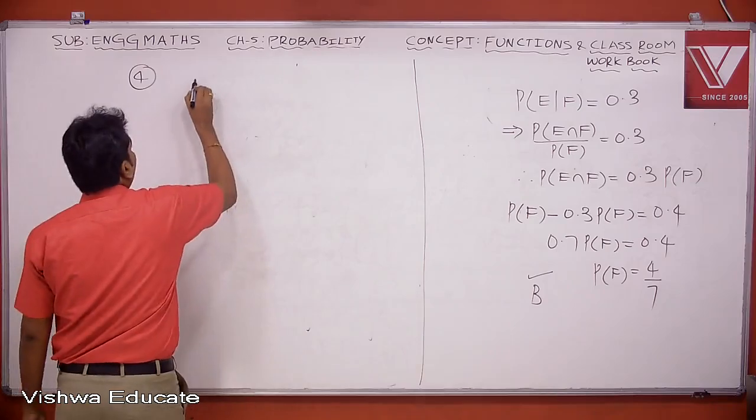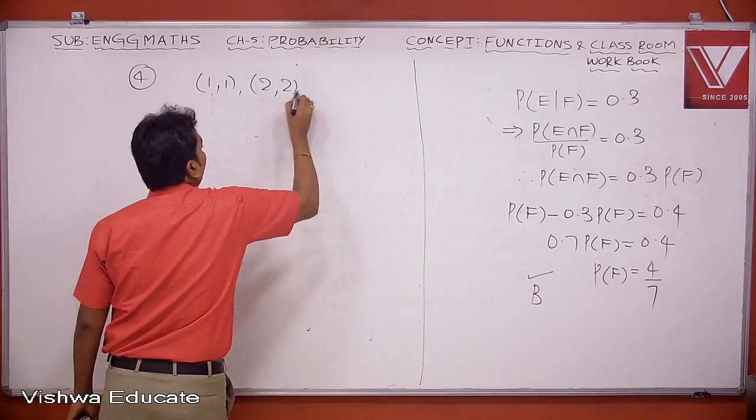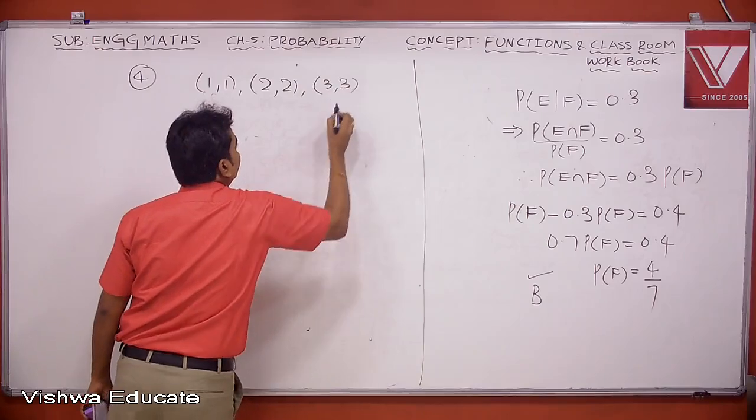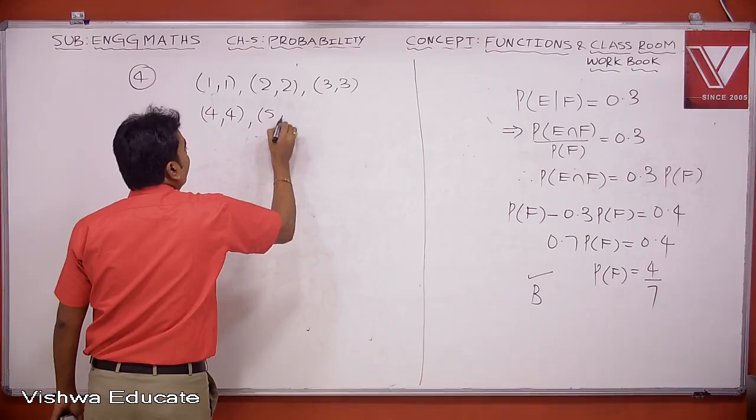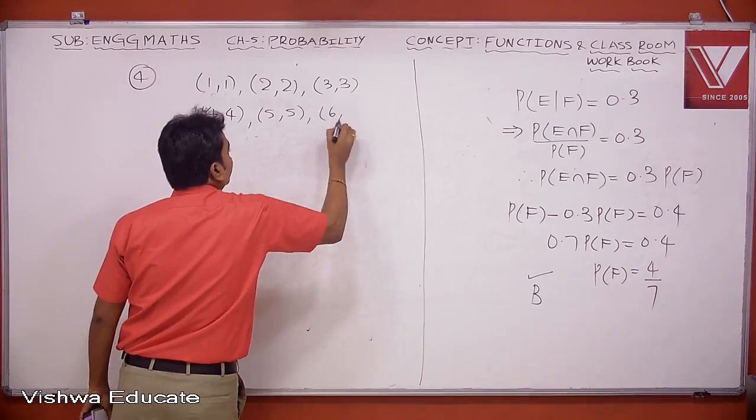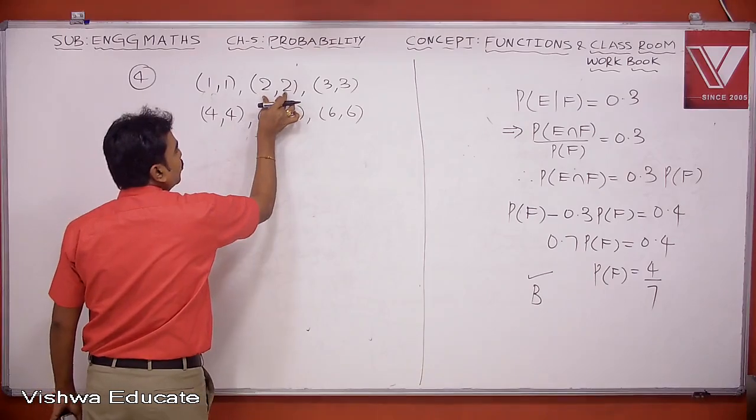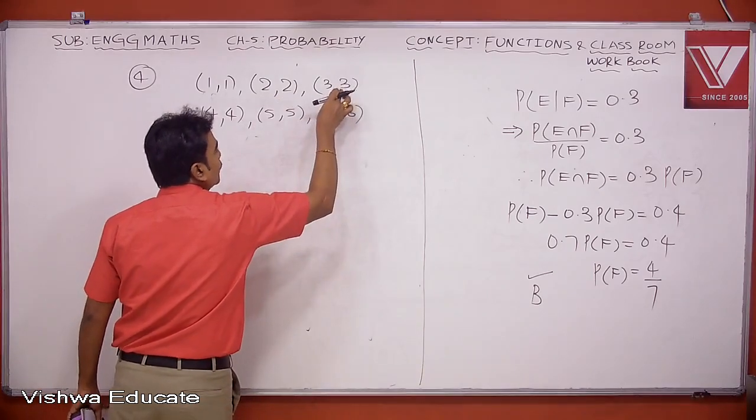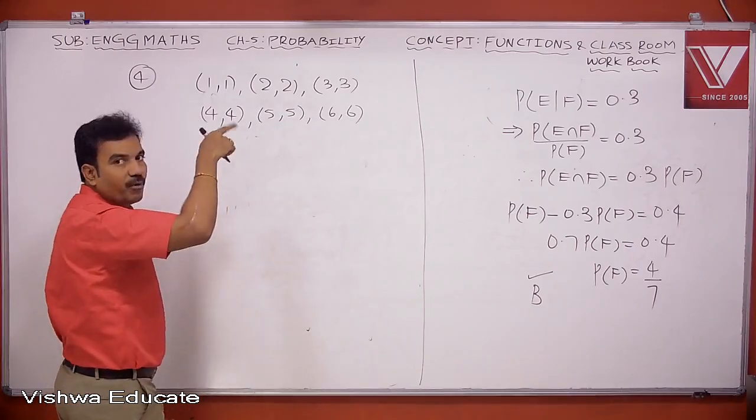Now let us see, this is one sample point, 1 comma 1. 2 comma 2 is one sample point. 3 3 is one sample case. 4 4, 5 5, 6 6. Multiply these two, you will get 1 square. Multiply these two, 2 square. Multiply these two numbers, 3 square, 4 square, 5 square, 6 square. So all these are perfect squares.